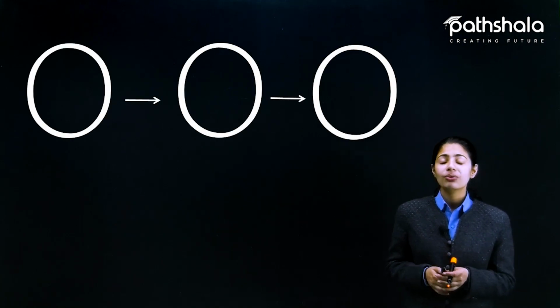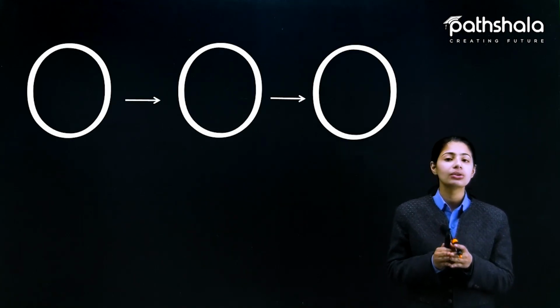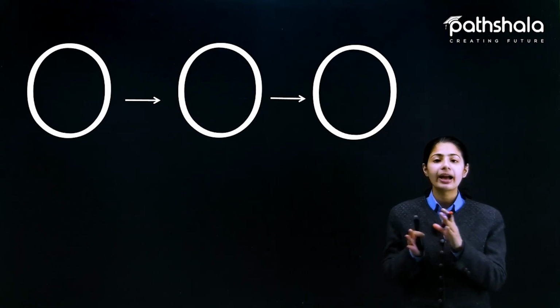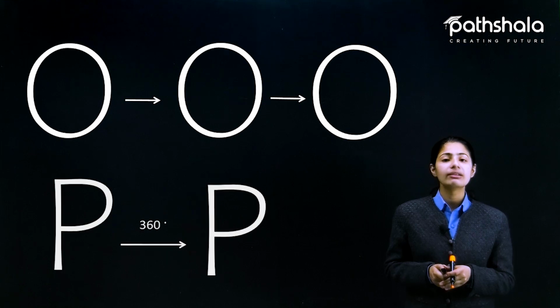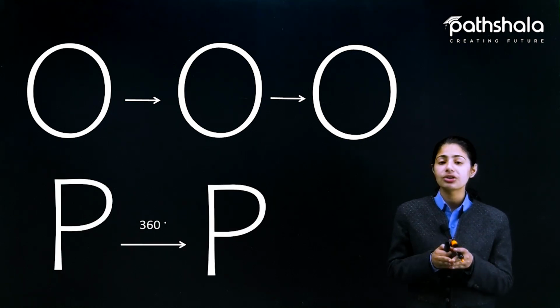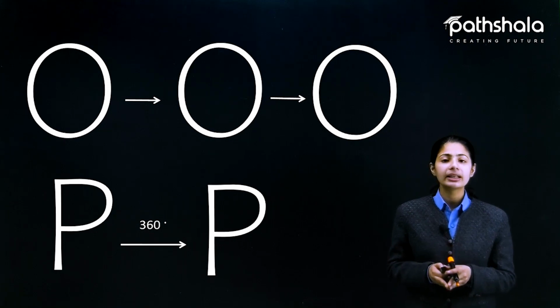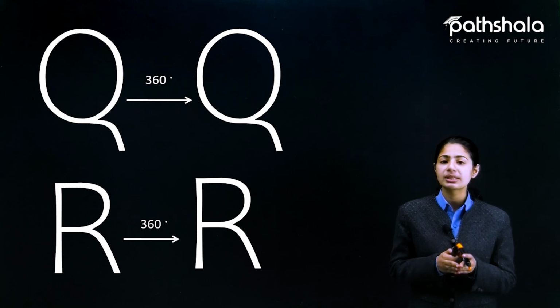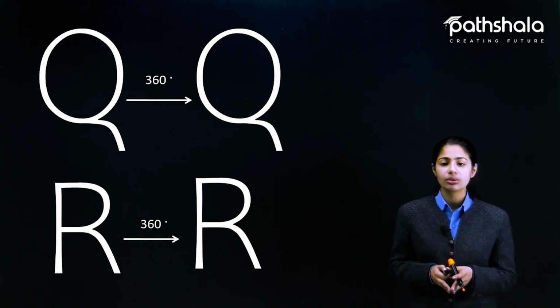O has infinite rotational symmetry. We can rotate it many times to get that original shape. So O has infinite rotational symmetry. P, the order of rotational symmetry is 1 and the angle is 360 degrees. Q, again the order of rotational symmetry is 1. Similarly for R, the order of rotational symmetry is 1.